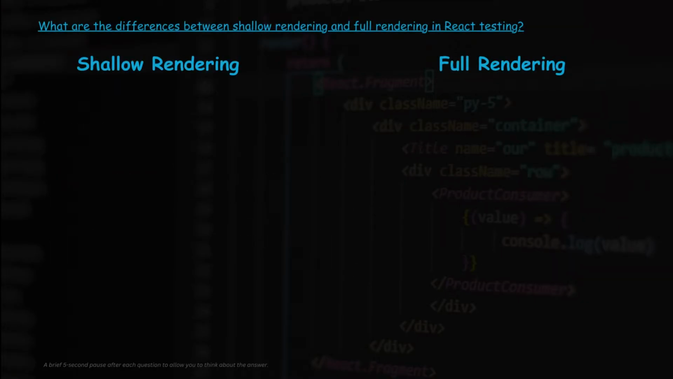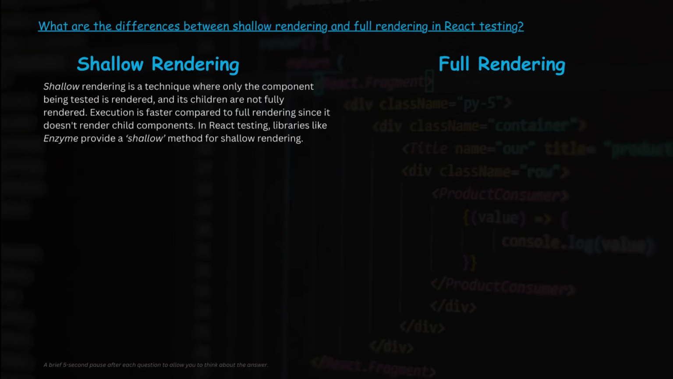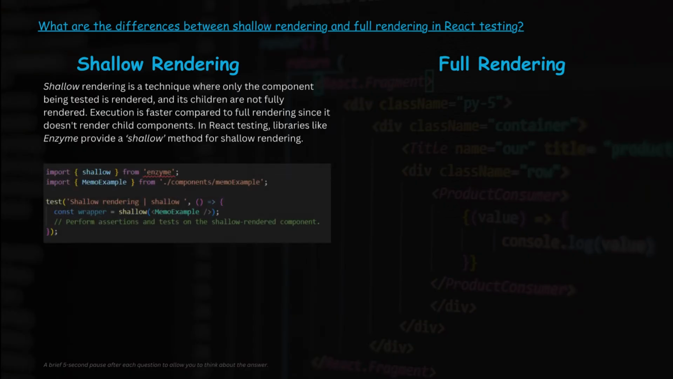Question 22. What are the differences between shallow rendering and full rendering in React testing? Shallow rendering is a technique where only the component being tested is rendered, and its children are not fully rendered. Execution is faster compared to full rendering since it doesn't render child components. In React testing, libraries like Enzyme provide a shallow method for shallow rendering.